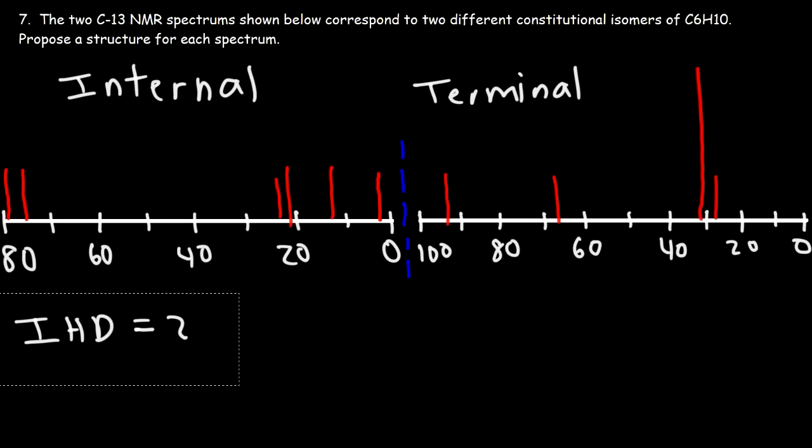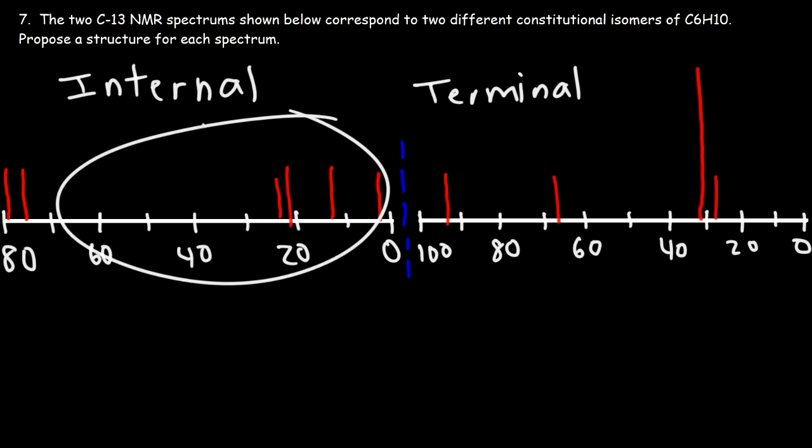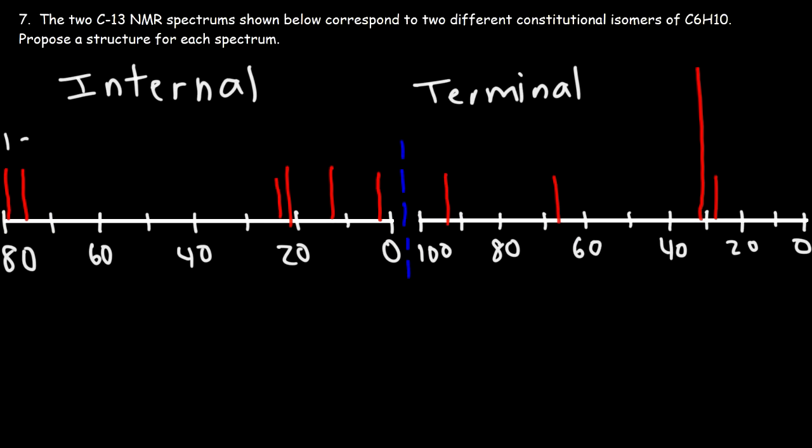Now, focusing on this spectrum on the left side, notice that we have a total of 6 signals. So therefore, we can't have any equivalent carbons. And it has to be an internal alkyne. So let's draw 6 carbon atoms where the triple bond is in the middle. So we have to put at least one carbon atom on the left of the triple bond. So we could put the other 3 on the right. So this is one possibility.